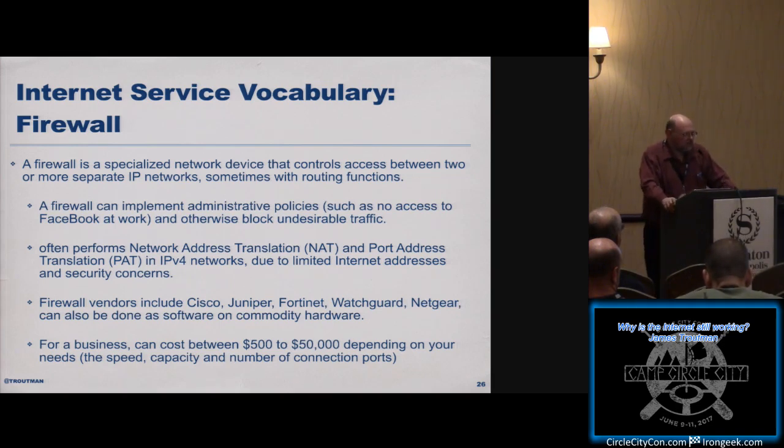As I will tell most small to medium businesses, if they're purchasing all of their equipment at Staples, you're doing it wrong. You need to buy something bigger.